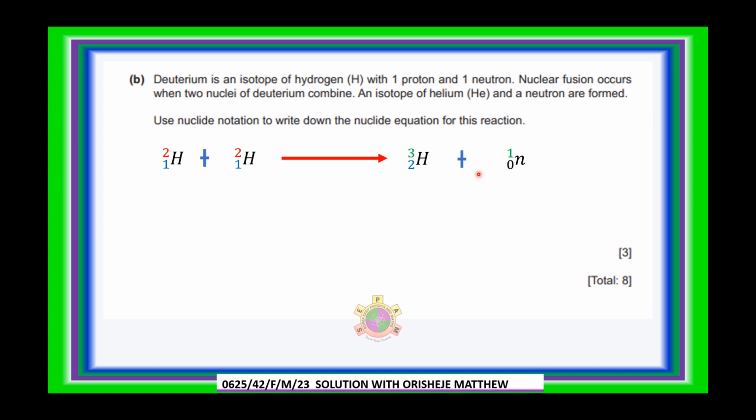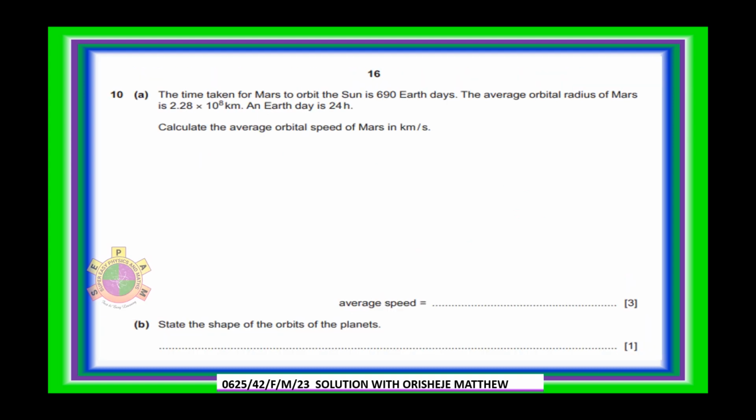Question 10. The time taken for Mars. So this is a new aspect of the physics that they are testing this time, which is space physics. The time for Mars to orbit the Sun is 690 Earth days. The average orbit radius of Mars is 2.28 times 10 raised to power 8 kilometer. An Earth day is 24 hours. Calculate the average orbital speed of Mars in kilometer per second.